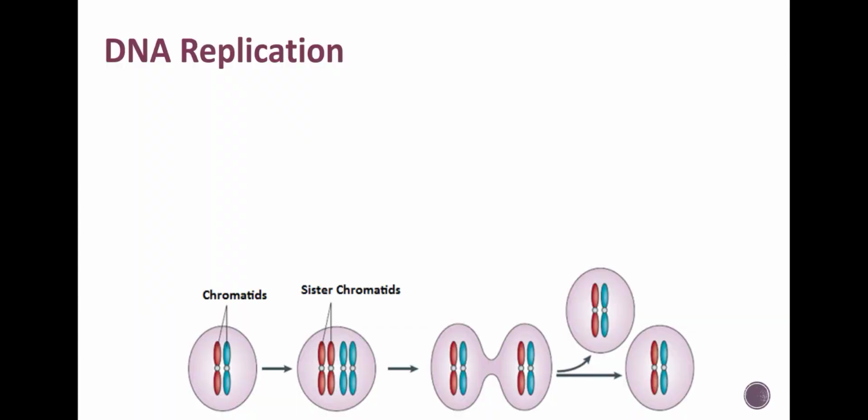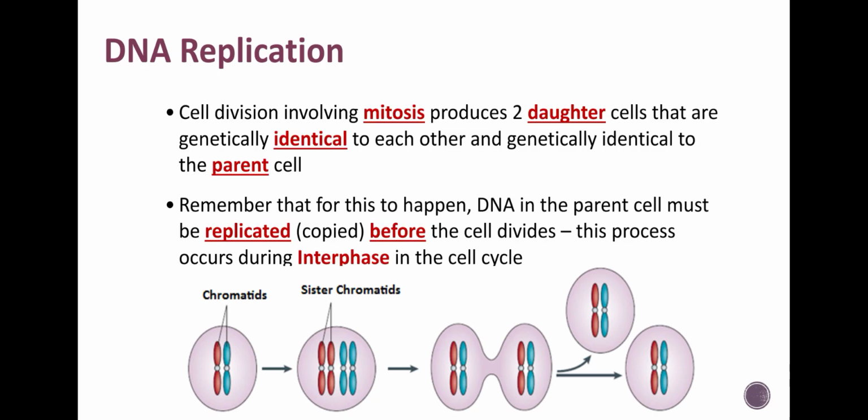DNA replication is the biochemical process by which DNA molecules produce exact duplicates of themselves. In a cell division involving mitosis, it produces two daughter cells that are genetically identical to each other and genetically identical to the parent cell. Remember that for this to happen, DNA in the parent cell must be replicated before the cell divides. This process occurs during interphase in the cell cycle.